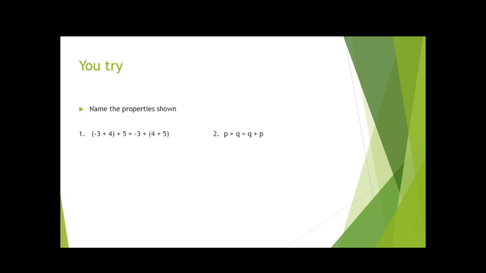Okay, so you're going to try these two. Name the properties shown. The first one is in parentheses negative 3 plus 4, outside the parentheses plus 5, is the same thing as negative 3 plus the quantity 4 plus 5. Number 2 says p plus q is the same thing as q plus p. Is it A, the first is associative, the second is commutative, B, the first is commutative, the second is associative, C, the first is inverse, the second is associative, or D, the first is associative and the second is inverse?